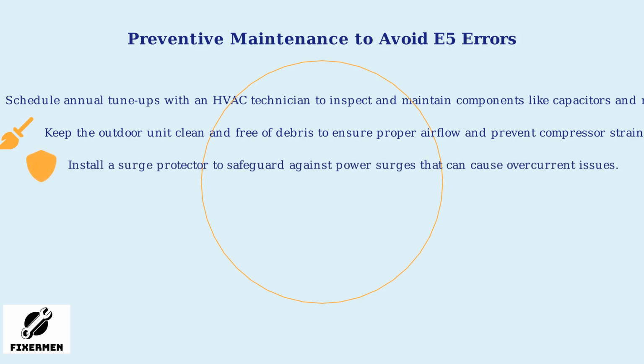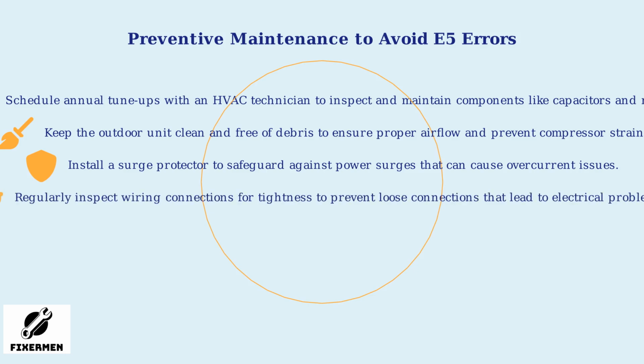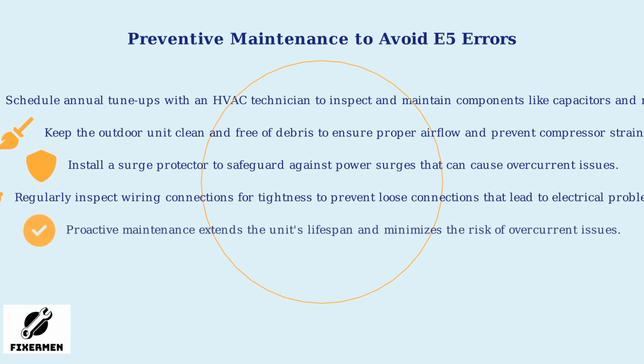Third, consider installing a surge protector. Power surges can damage electrical components and cause the system to draw excessive current, leading to E5 errors. Fourth, regularly inspect wiring connections for tightness. Loose connections can create electrical resistance, increasing current draw and potentially triggering overcurrent protection. By following these preventive maintenance steps, you extend your AC unit's lifespan and significantly minimize the risk of overcurrent issues that cause E5 errors.